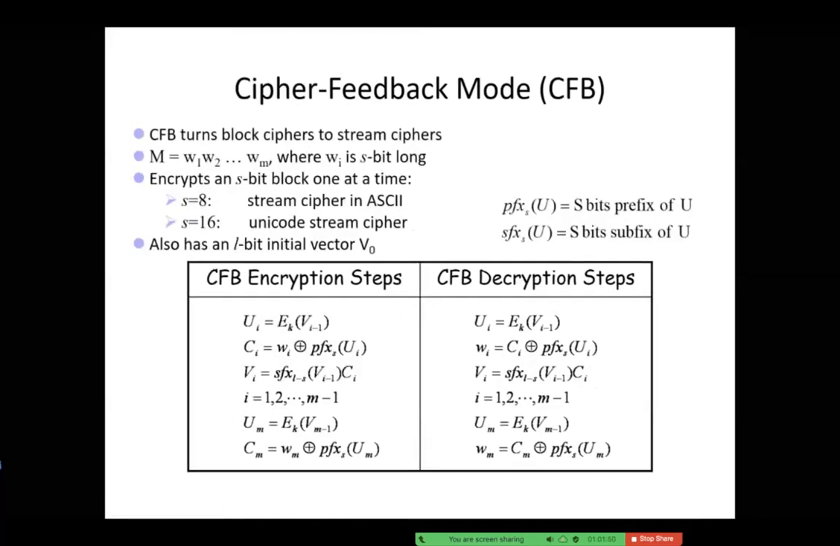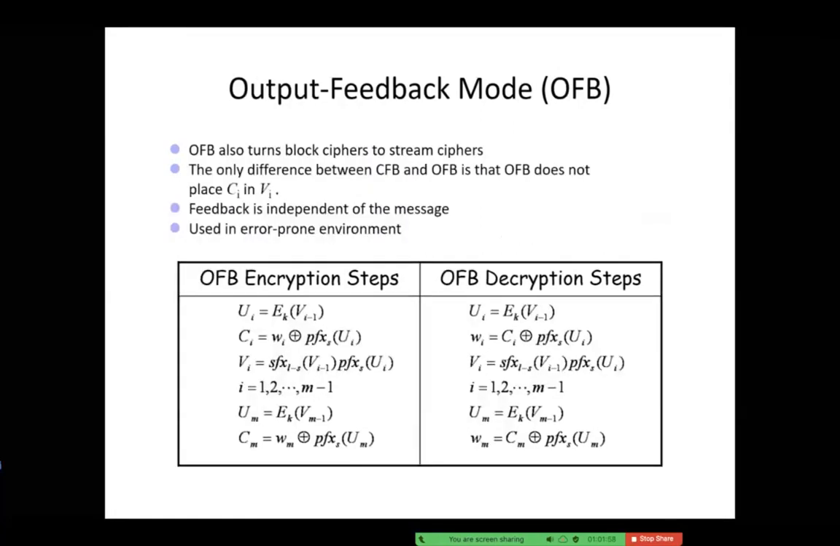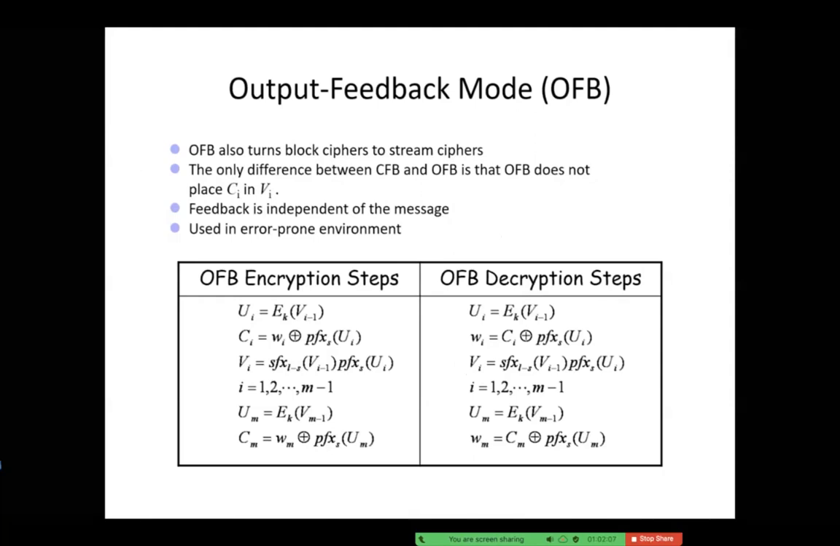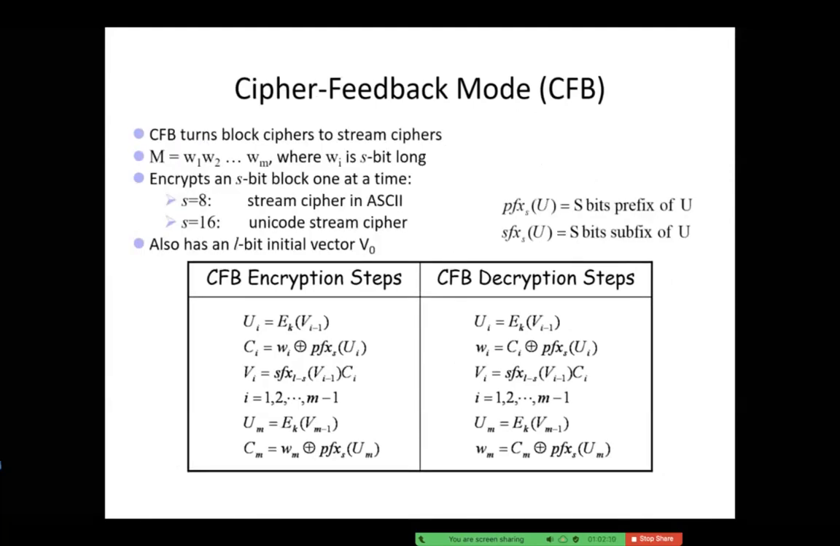All right, so there are two other modes. One is called cipher feedback mode, and the other one is called output feedback mode. These two modes of operation are similar. What they really want to do is generate a stream cipher from a block cipher.